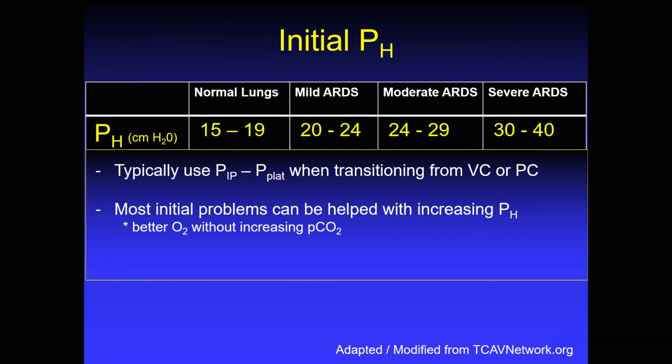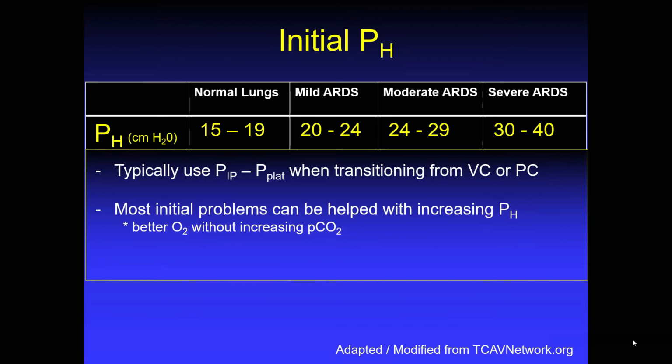With the exception of hypotension, most acute problems, whether they be hypoxic or hypercapnic, can benefit from higher P high levels. So if things don't go well initially, unless you're dealing with hypotension or evidence of hyperinflation, then one of the things to think about doing to address the intolerance or the issues is to go up on the P high.